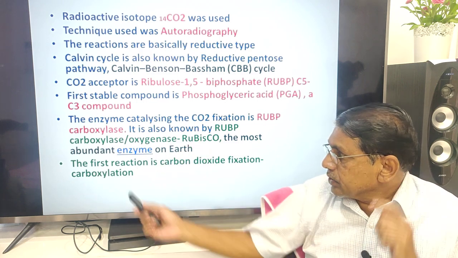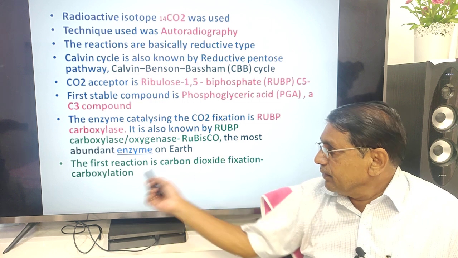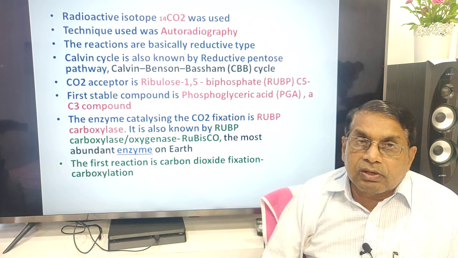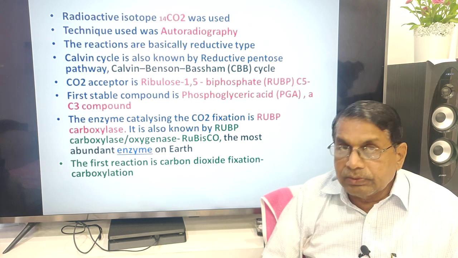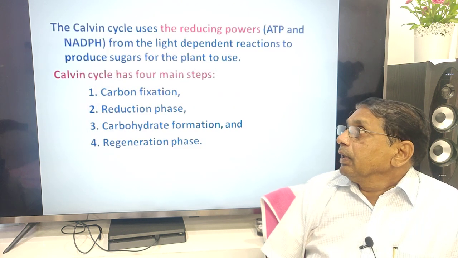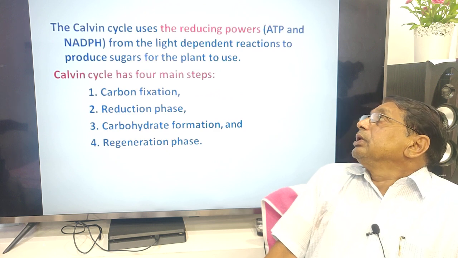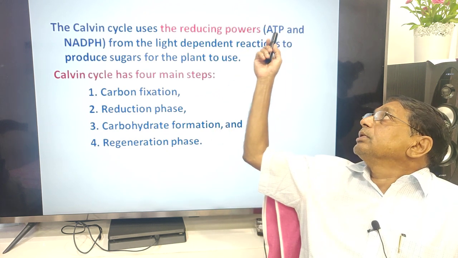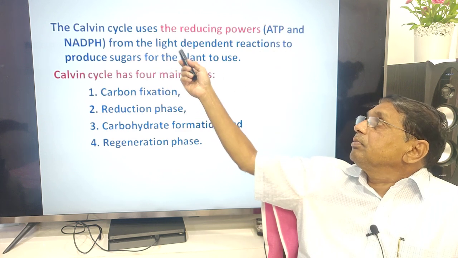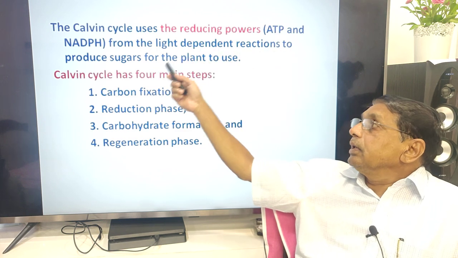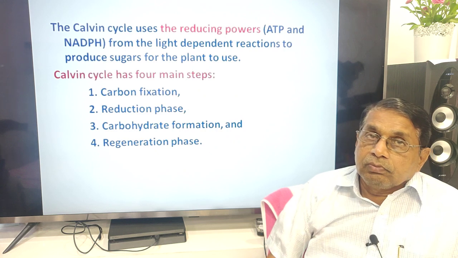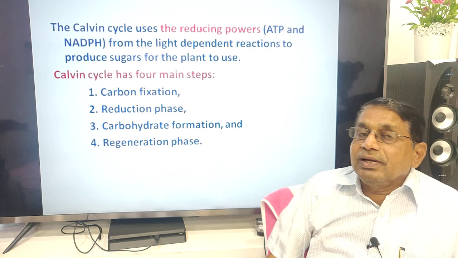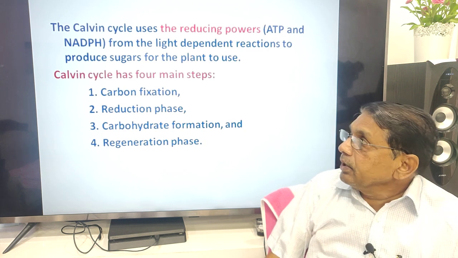The first reaction is carbon dioxide fixation, that is called carboxylation. Fixation of carbon dioxide is carboxylation. The Calvin cycle uses the reducing power produced. What is the reducing power? ATP and NADPH from the light dependent reactions. The Calvin cycle or C3 cycle requires the products of the light phase reactions, ATP and NADPH.